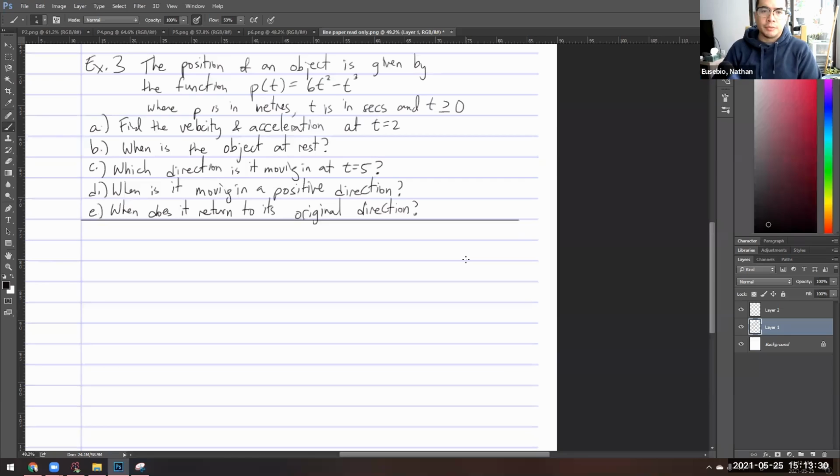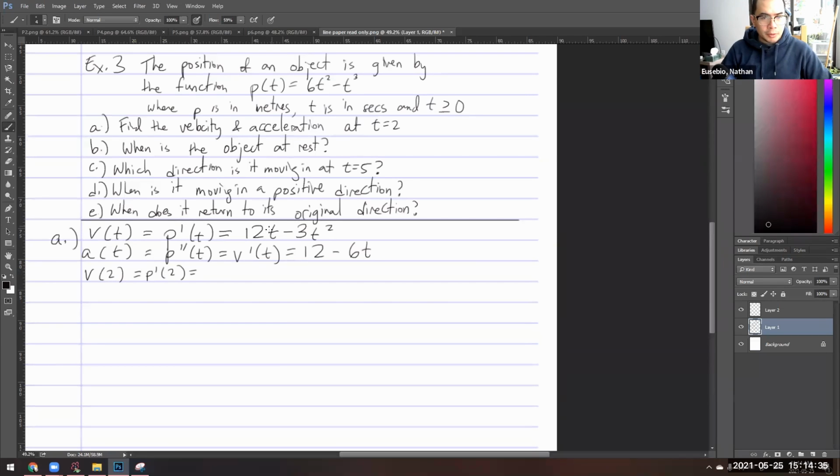The original function tells you the position of the object. That means the rate of change of position is velocity. So v of t is the derivative of the position, 12t minus 3t squared. Acceleration would be p double prime, which is v prime. These are all different names for pretty much the same thing. Okay, so velocity at 2, p prime of 2. Let's plug in: 24 minus 3 times 4. So it's 24 minus 12, which is 12. Don't forget your units. If p is in meters and t is in seconds, that is 12 meters per second.